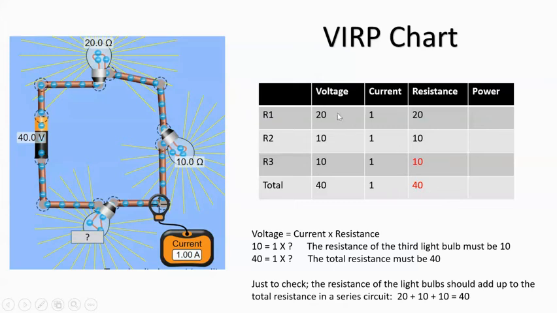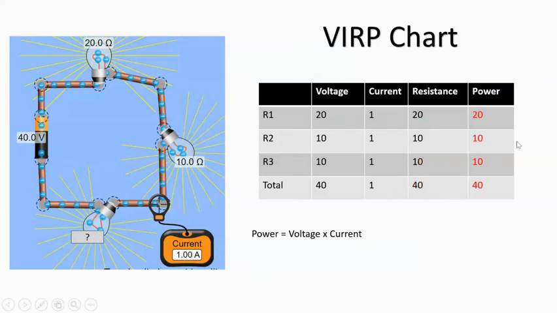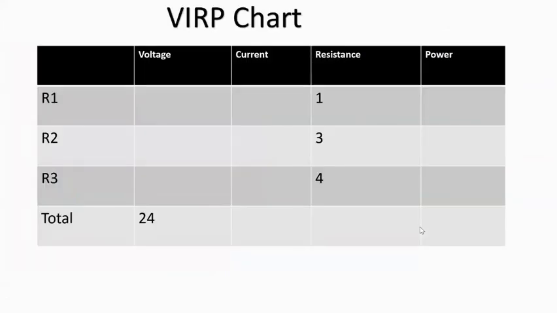All right, finally, multiply the voltage times current, and that gives you the power. So we did that for all of the rows. And now we filled out the VIRP chart.